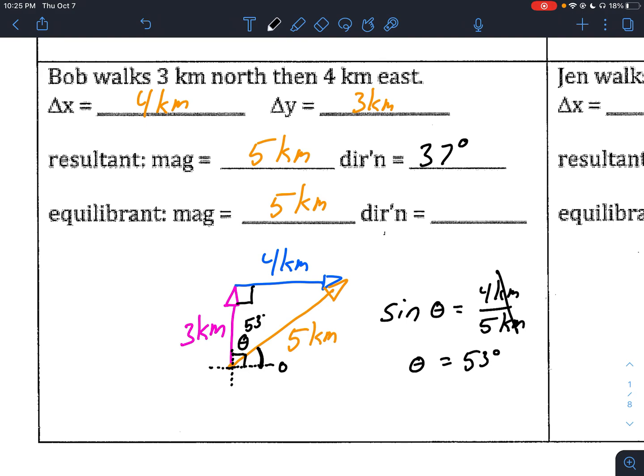Well, what about the equilibrant? The equilibrant is the same magnitude, just a complete opposite direction. So if you just turn around, you are turning 180 degrees. So in most cases, you will either add or subtract 180 and you'll get your other angle. In this case, since it's a small angle, we can add 180 and we get 217, and that would be the heading that Bob would need to take to get back home.